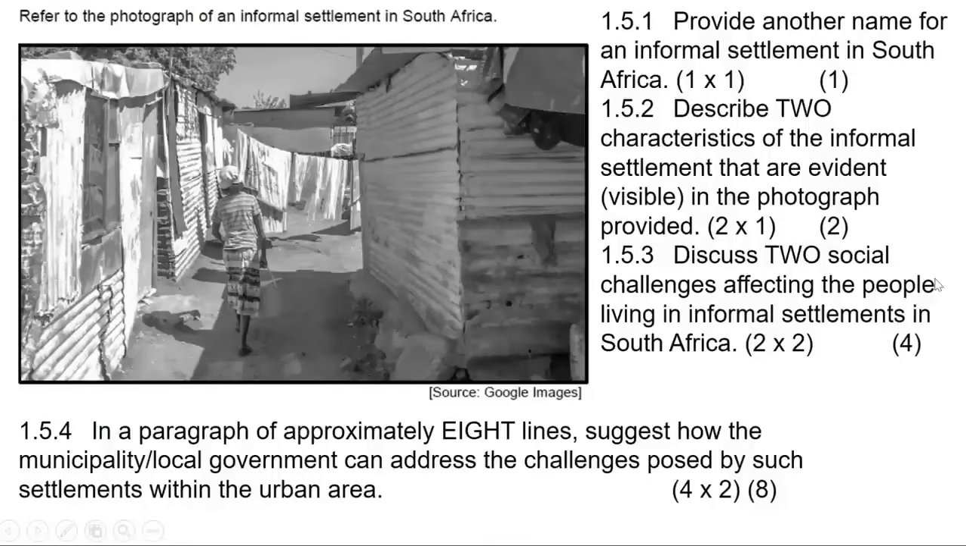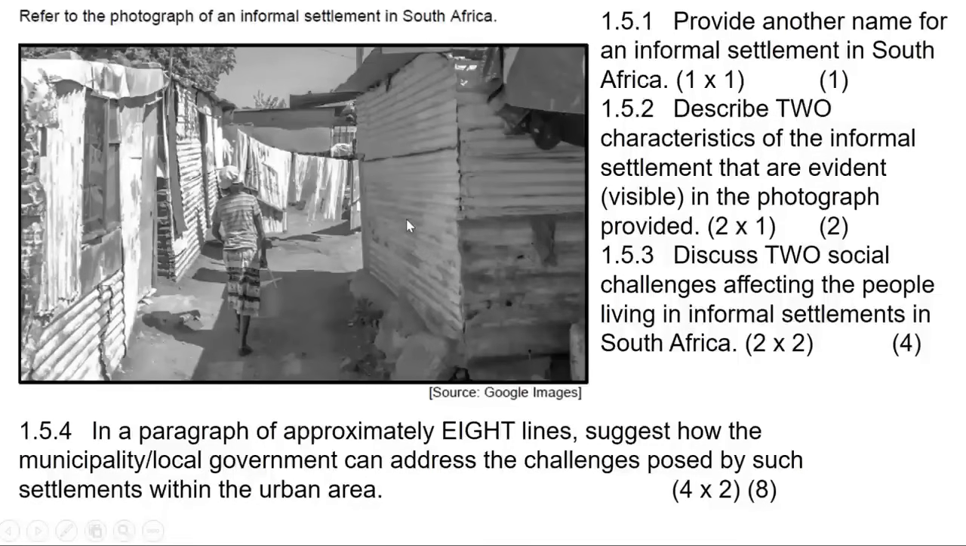Now, two social challenges affecting the people living in informal settlements. Those are the challenges that we have already spoken about: high crime rate, poverty, spread of diseases because of unhygienic conditions, because the municipality is not collecting rubbish there. So the flies and everything that can spread a disease, and the rodents, they can spread those diseases easily because the area is not clean, because there are no services from the municipality. Then in a paragraph of 8 lines, suggest how the municipality. So we have already given a suggestion.